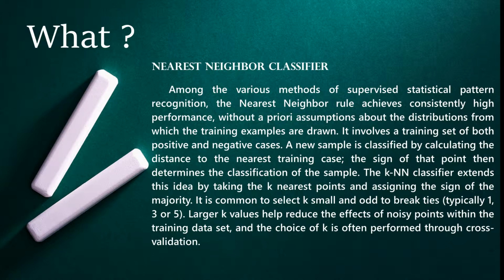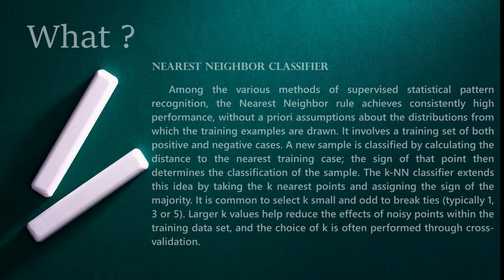The k-nearest neighbor classifier extends this idea by taking the k nearest points and assigning the sign of the majority. It is common to select k small and odd to break ties, typically 1, 3 or 5. Larger k values help reduce the effects of noisy points within the training dataset, and the choice of k is often performed through cross-validation.